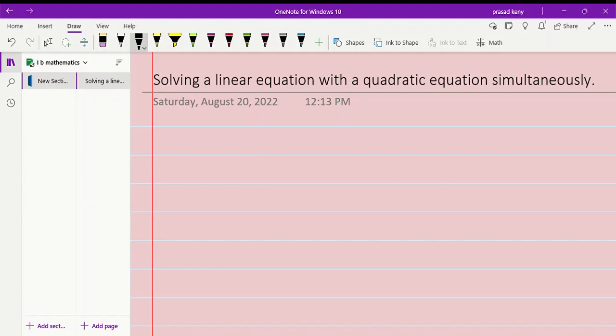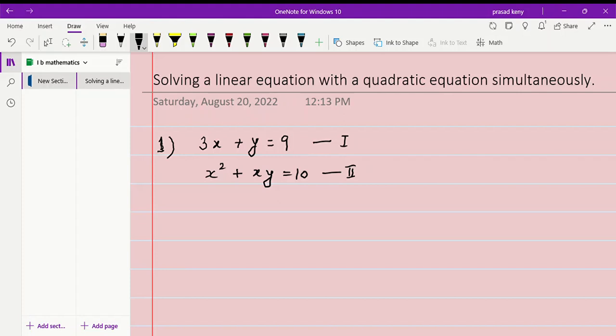So take a problem here. So 3x plus y is equal to 9, and the second equation is x square plus xy is equal to 10. Now as you can see here, the first equation is a linear equation and the second is a quadratic equation.